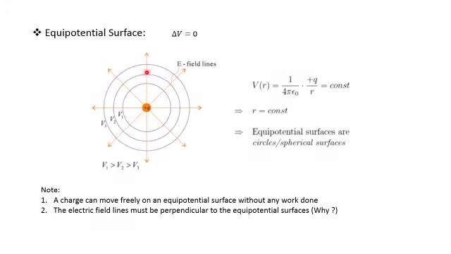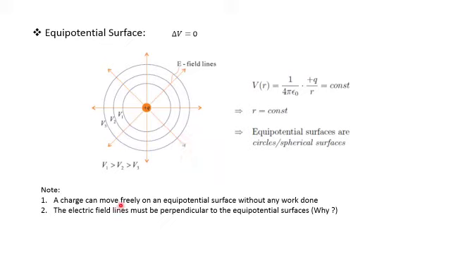For these surfaces we can see that V1 is greater than V2, and V2 is greater than V3. The reason is that as we move away from the point charge Q, R increases, and since V is inversely proportional to R, when R increases, V decreases. So the outermost equipotential surface has the least potential compared to the other 2 surfaces.